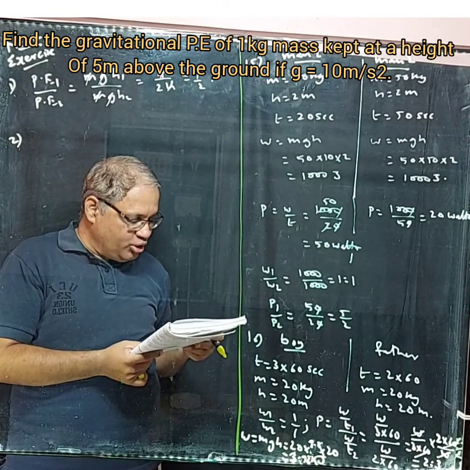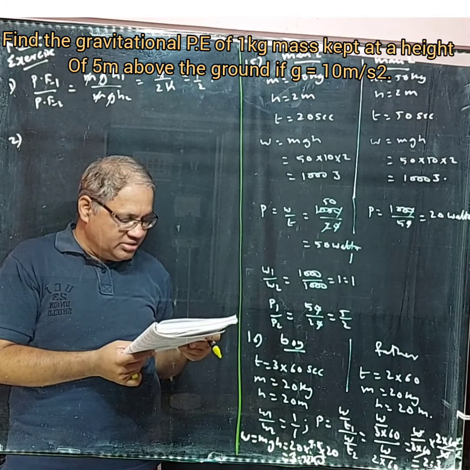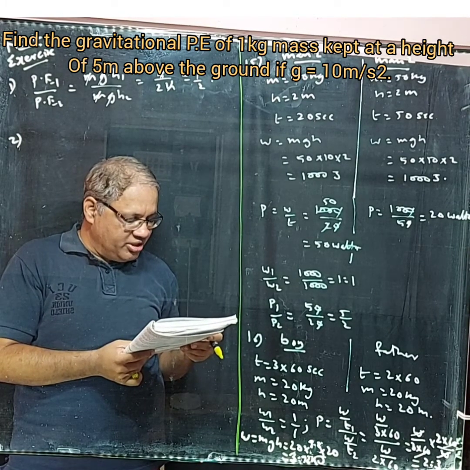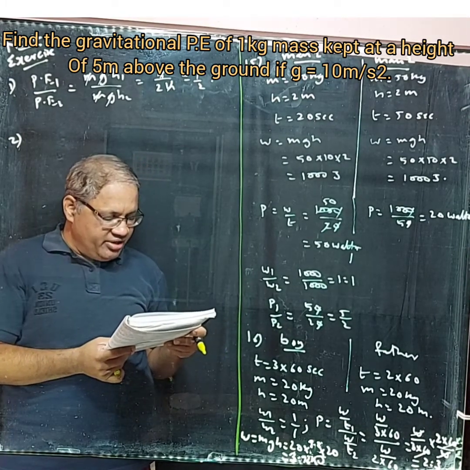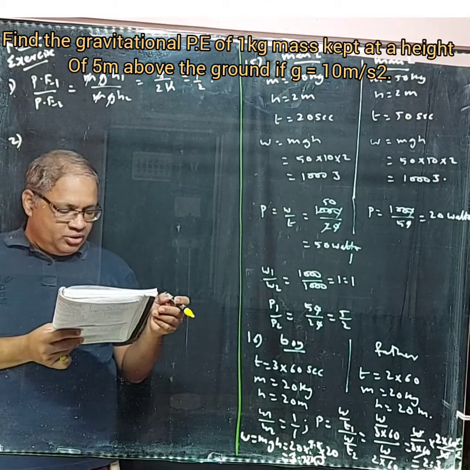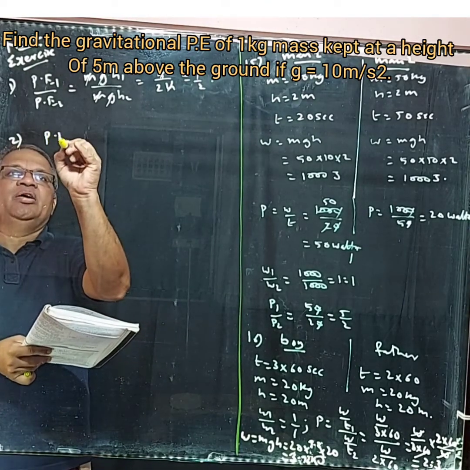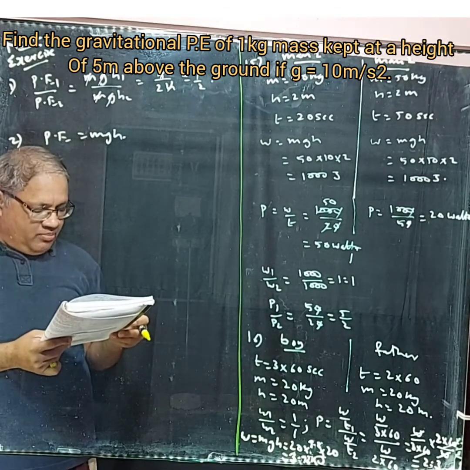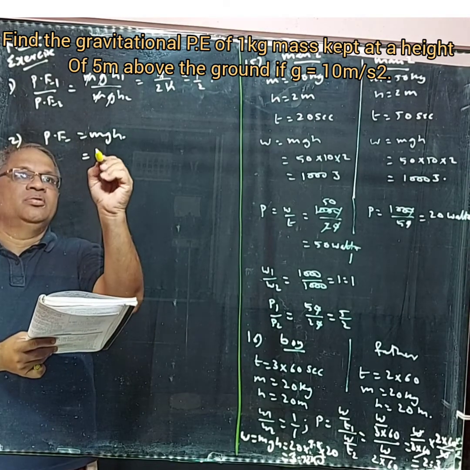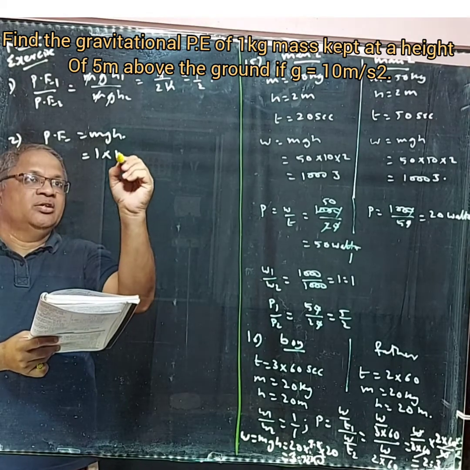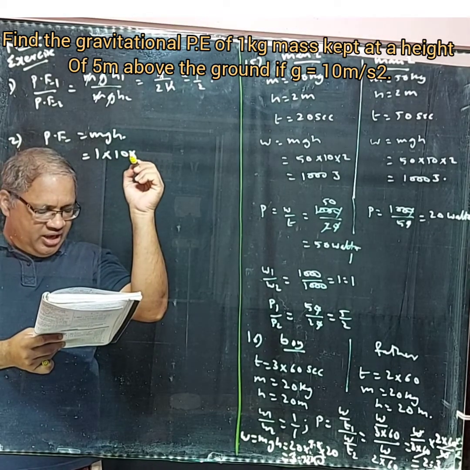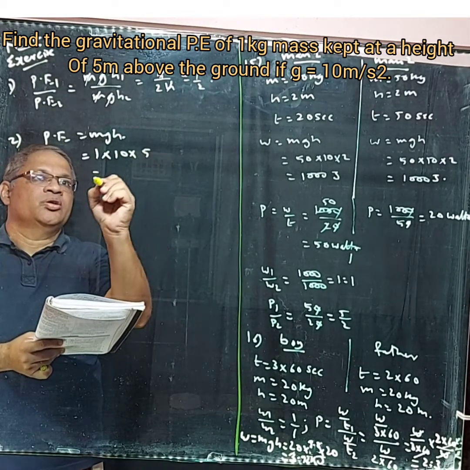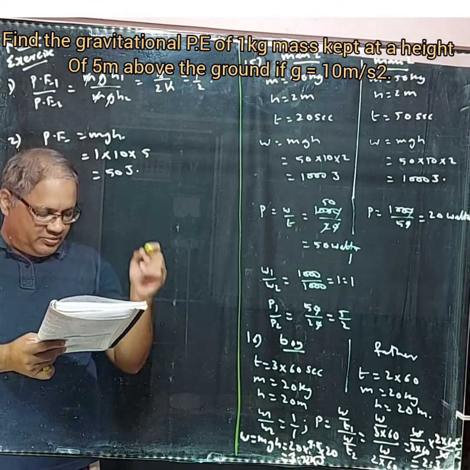Then second sum, somewhat similar. Find the gravitational potential energy of 1 kg mass kept at a height of 5 meter above the ground, if g is given as 10 meter per second square. So for potential energy, use the formula mgh. Mass is given 1, gravity is 10, height is given as 5. So that is 50 joules.